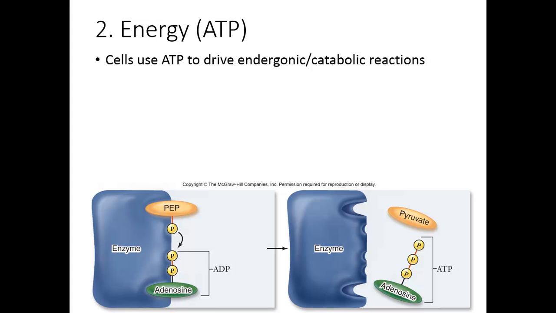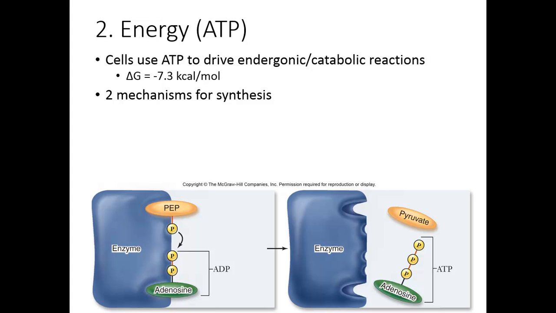Again, ATP is going to be our energy molecule for anabolic reactions, so using energy, or catabolic reactions. The change in free energy in one ATP molecule is 7.3 kilocalories per mole. So a lot less than aerobic respiration.